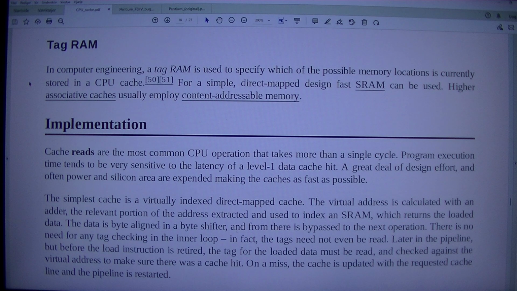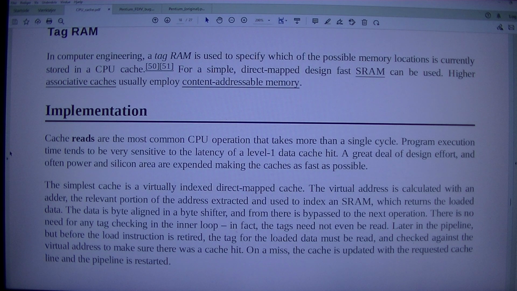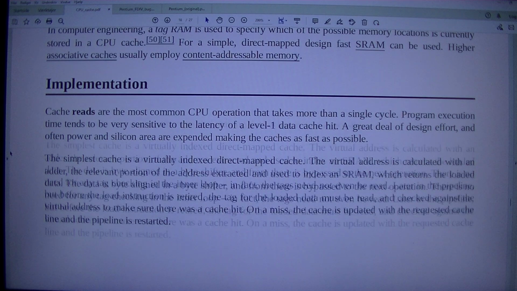For a simple, direct-mapped design, fast SRAM can be used. Higher associative caches usually employ content-addressable memory. Implementation. Cache reads are the most common CPU operation that takes more than a single cycle. Program execution time tends to be very sensitive to the latency of a level 1 data cache hit. A great deal of design effort, and often power and silicon area, are expended making the caches as fast as possible. The simplest cache is a virtually indexed direct-mapped cache.